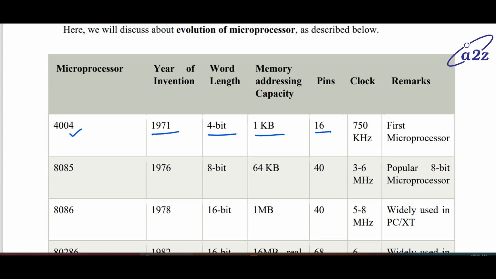First of all, there is no need to learn this table. You don't need to learn this table. You need to just understand this. Understanding and learning, there's a difference.